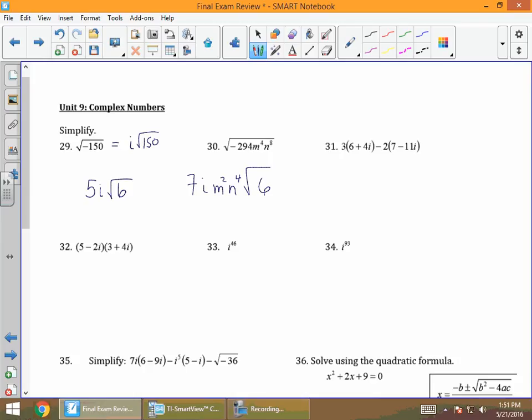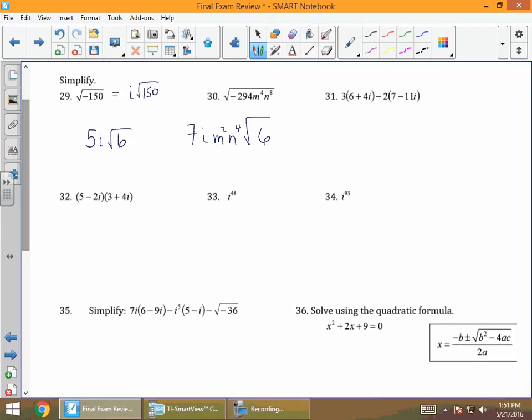Number 31. I'm going to distribute here. 3 times 6 is 18, and 3 times 4i is 12i. Then I'll distribute my negative 2 over here. Negative 2 times 7 is negative 14, and negative 2 times negative 11i is 22i.